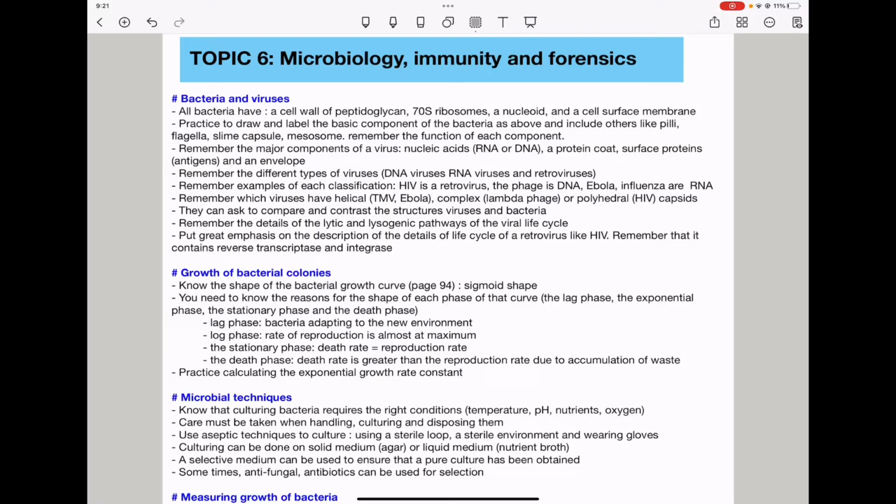I recommend that you put great emphasis on the description of the details of the life cycle of a retrovirus, like HIV. Remember that it contains reverse transcriptase, and this converts RNA into DNA. Again, remember HIV is a special type of RNA virus. It has RNA, but the reverse transcriptase is going to use it to convert the RNA into DNA, and that DNA is going to be integrated into the genome using integrase enzyme.